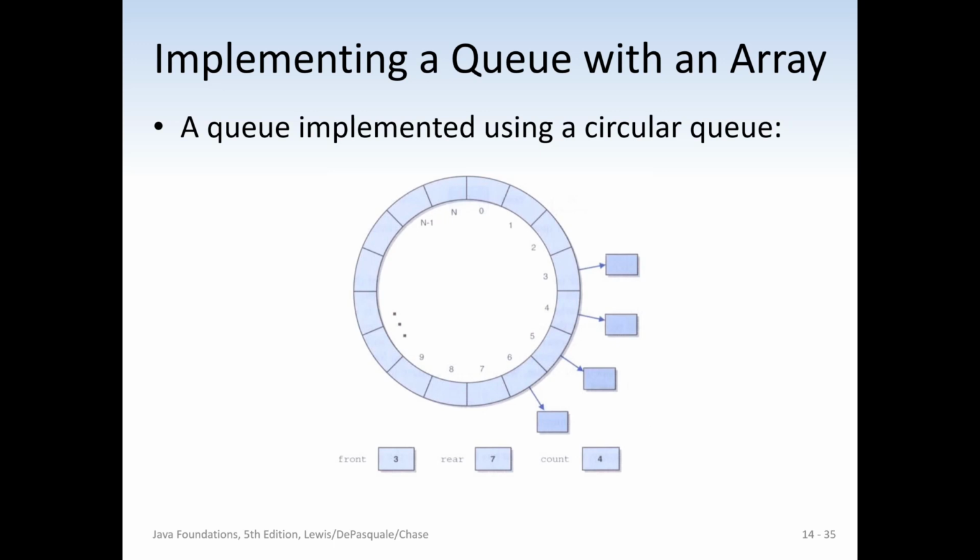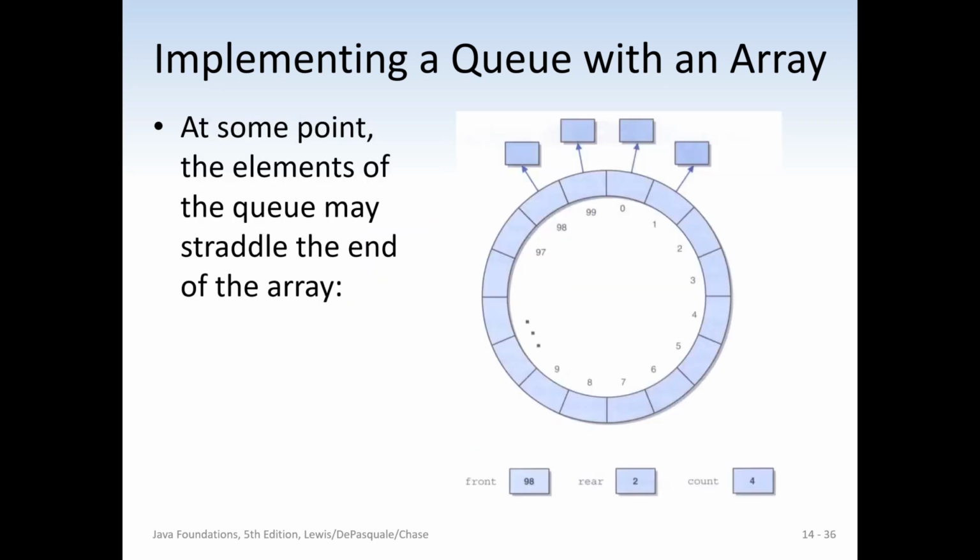So let's say the rear of it is at 7 and the front of it is at 3. If we add one in, then the new rear is going to be 8. If we dequeue one, then the new front is going to be 4, right? So the thing that we're doing here is it's going to sort of shift around.